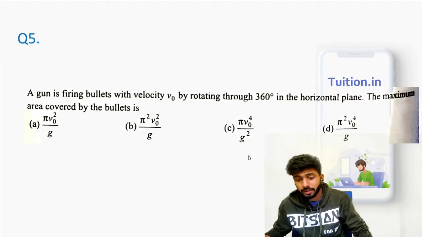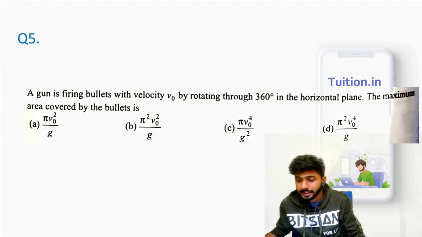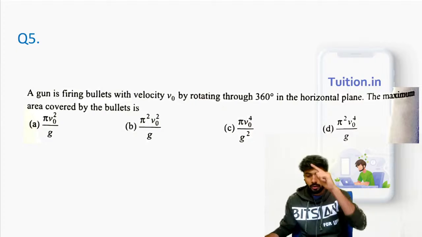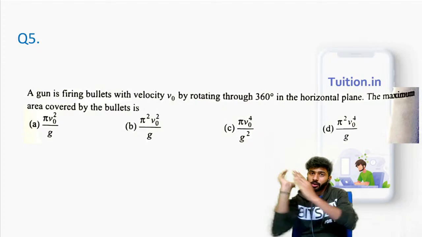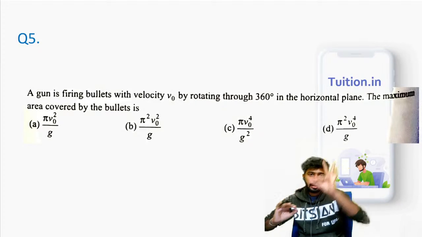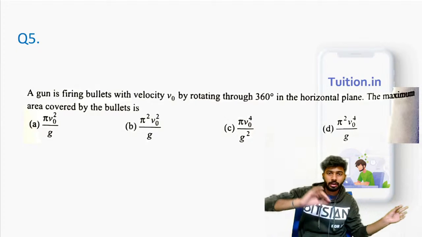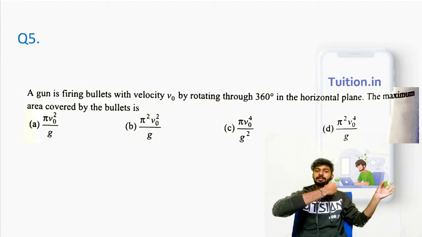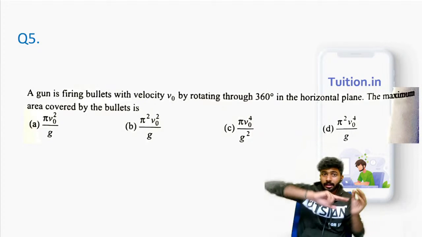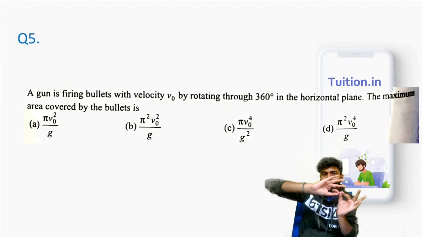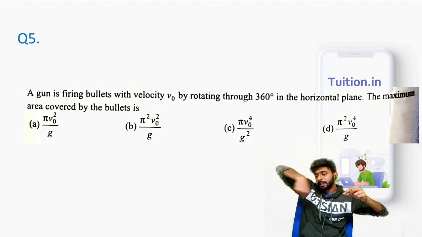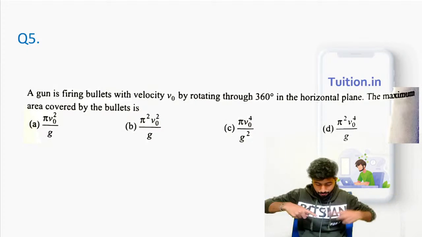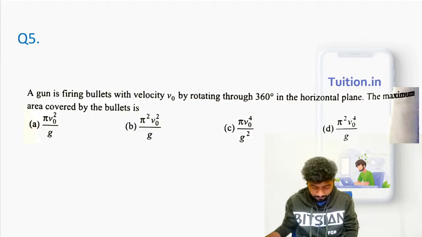A gun is firing bullets with velocity v0 by rotating through 360 degrees in a horizontal plane. Then the maximum area covered by the bullets is, right? You have a gun throwing bullets with velocity v0, rotating by 360 degrees. A bullet will go some distance like a projectile and fall. When the gun rotates to the left side, the bullet will again follow a projectile and fall. So as the gun keeps rotating, bullets will keep making a circle. You have to find the maximum area of the possible circle. That's the question.